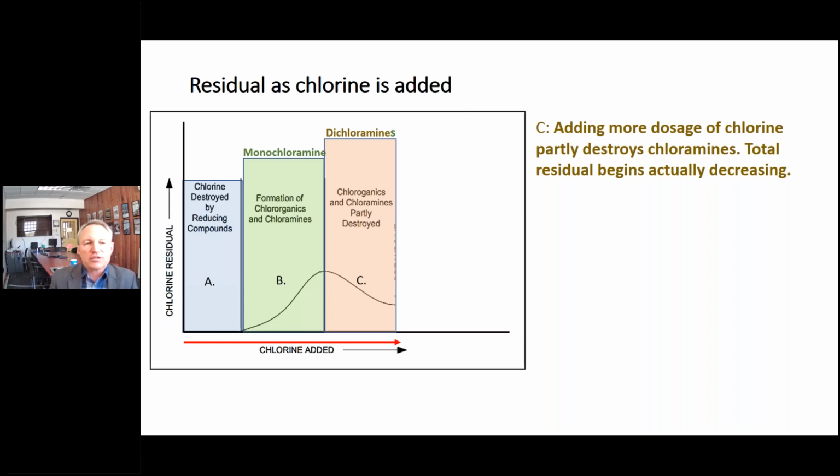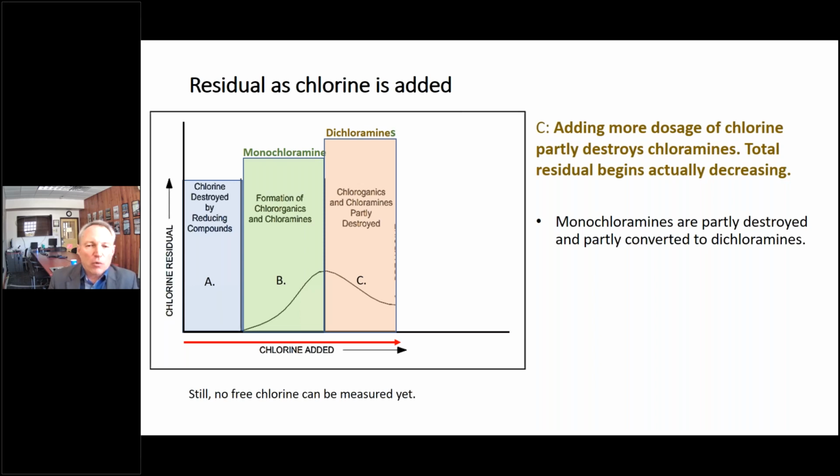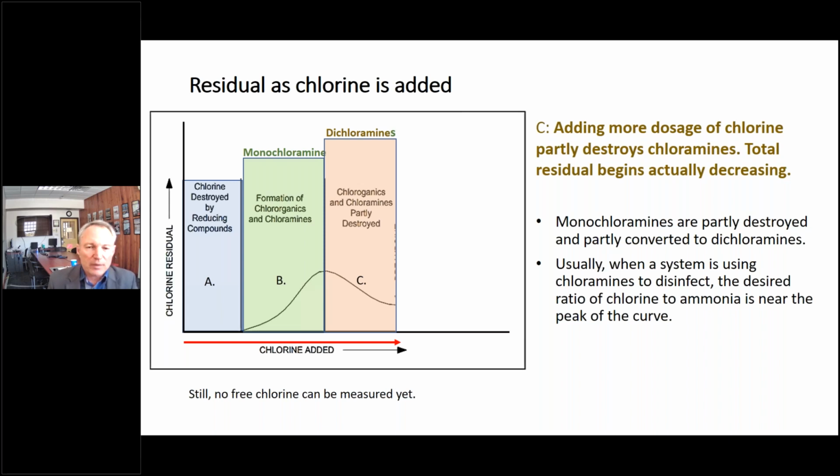Also, another thing is happening. You notice the green box above it says monochloramine, and the orangish box says dichloramines. The chloramine compounds are actually partly changing form as well. So the monochloramines are partly destroyed and partly converted to dichloramines. So another concept to look at here, when a system is actually using chloramines to disinfect, they're often looking at a ratio of 5:1 chlorine to ammonia, and that is usually very close to the peak of that curve, where you're getting the maximum amount of monochloramines produced.